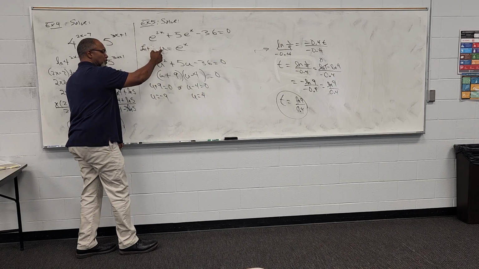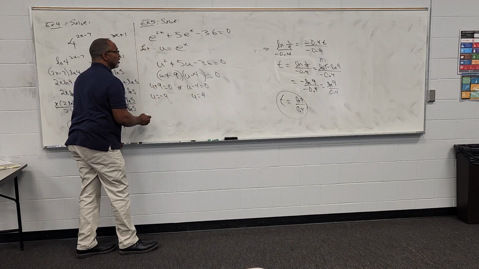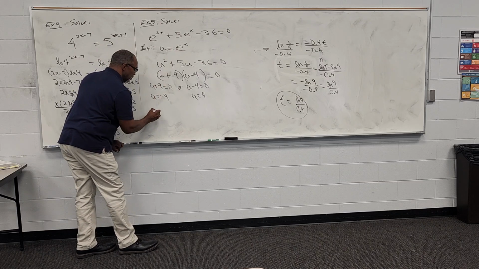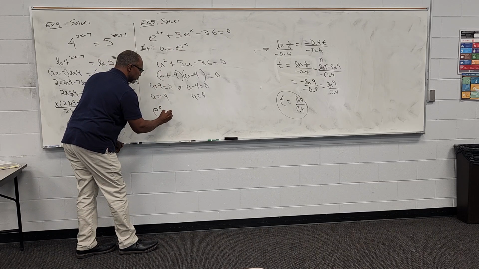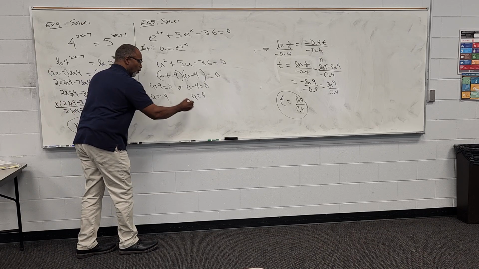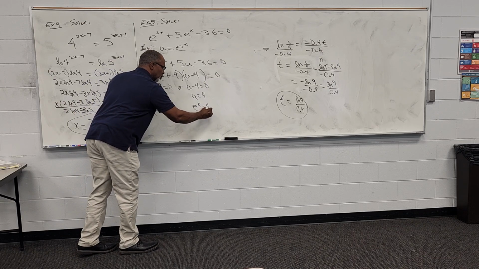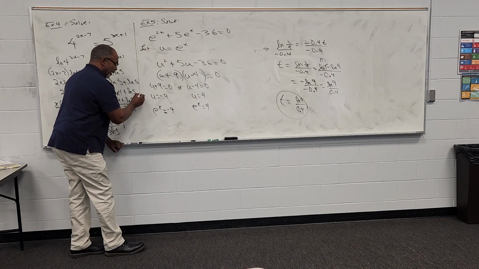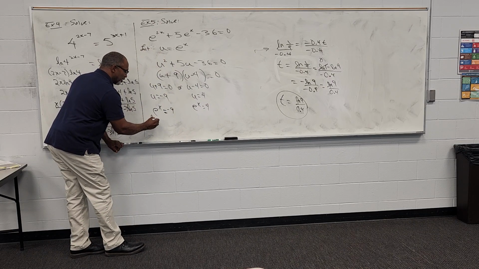Now go back to your substitution. u is the same thing as e to the x. So e to the x equals negative 9, okay? Or e to the x equals 4. And to solve this, now I'm going to take the ln of both sides.